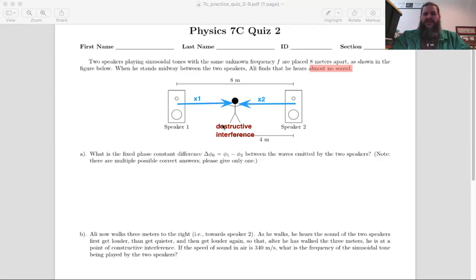If we instead get destructive interference, there's got to be something else going on. So what else could be different about these two waves that leads to destructive interference? Different frequencies. They might be different frequencies except for two things. First of all, this problem looks like it does specify they have the same unknown frequency. Oh. So we don't know what the frequency is, but they're both providing the same frequency. And also, if they were different frequencies, we wouldn't just hear no sound.